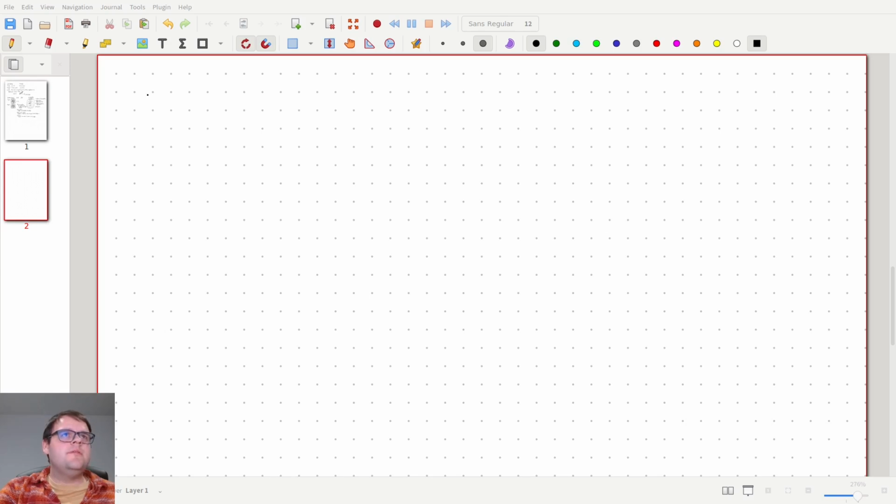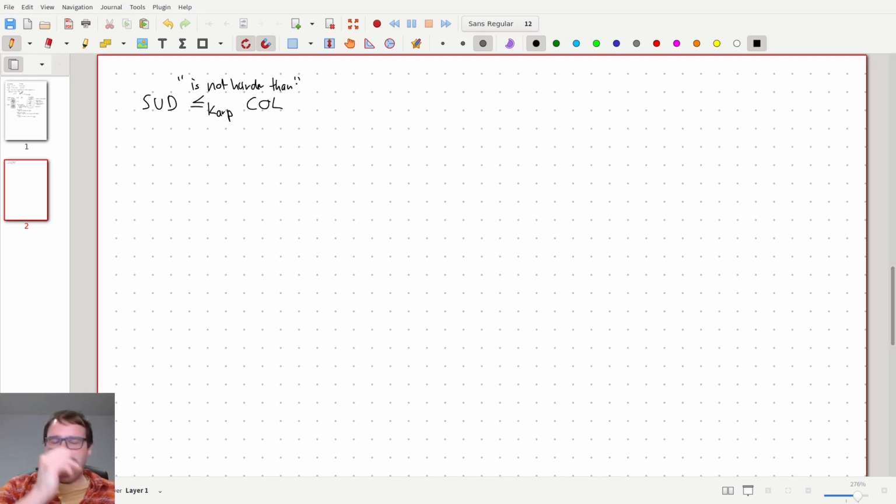If you have two problems, let's say Sudoku solving and graph coloring, we say Sudoku solving Karp reduces to graph coloring. Intuitively, that means it's not harder than graph coloring. Alright, so what does it mean more specifically?